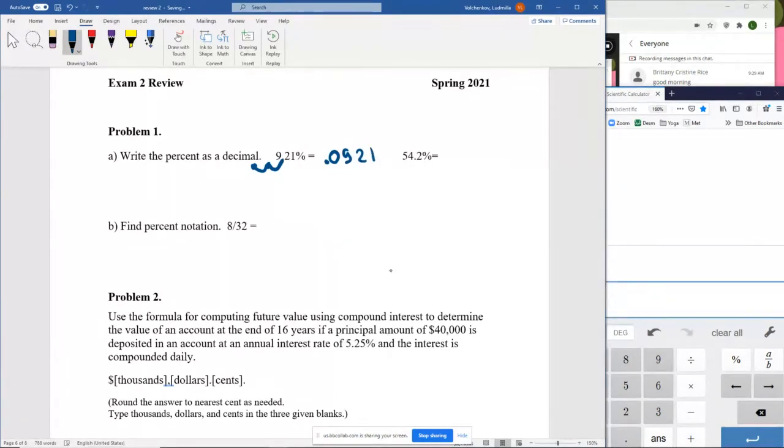0.0921. Or you can write also this 0, that doesn't matter. It will accept both.